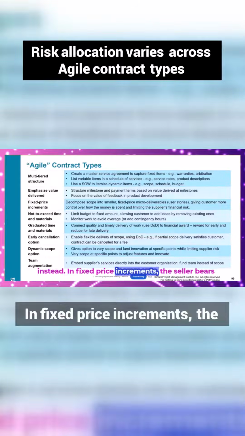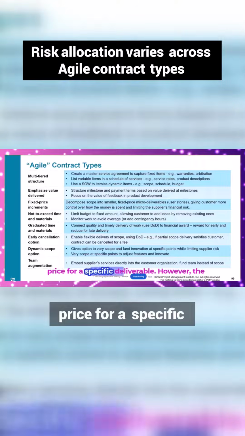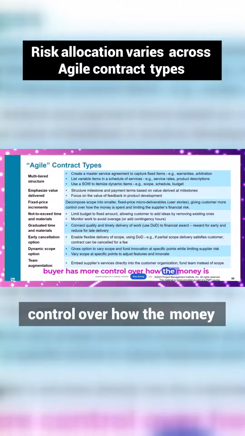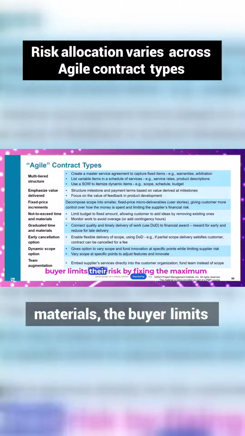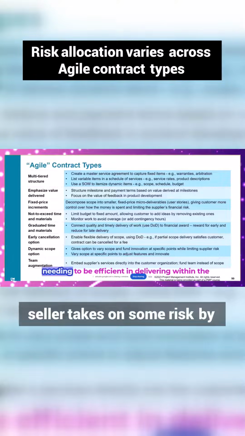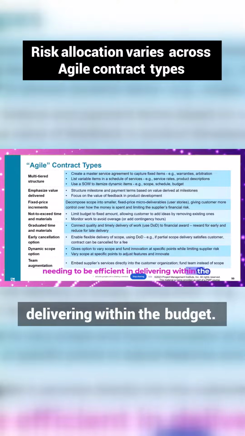In fixed price increments, the seller bears more of the risk as they are agreeing to a set price for a specific deliverable. However, the buyer has more control over how the money is spent. In not to exceed time and materials, the buyer limits their risk by fixing the maximum budget, but the seller takes on some risk by needing to be efficient in delivering within the budget.